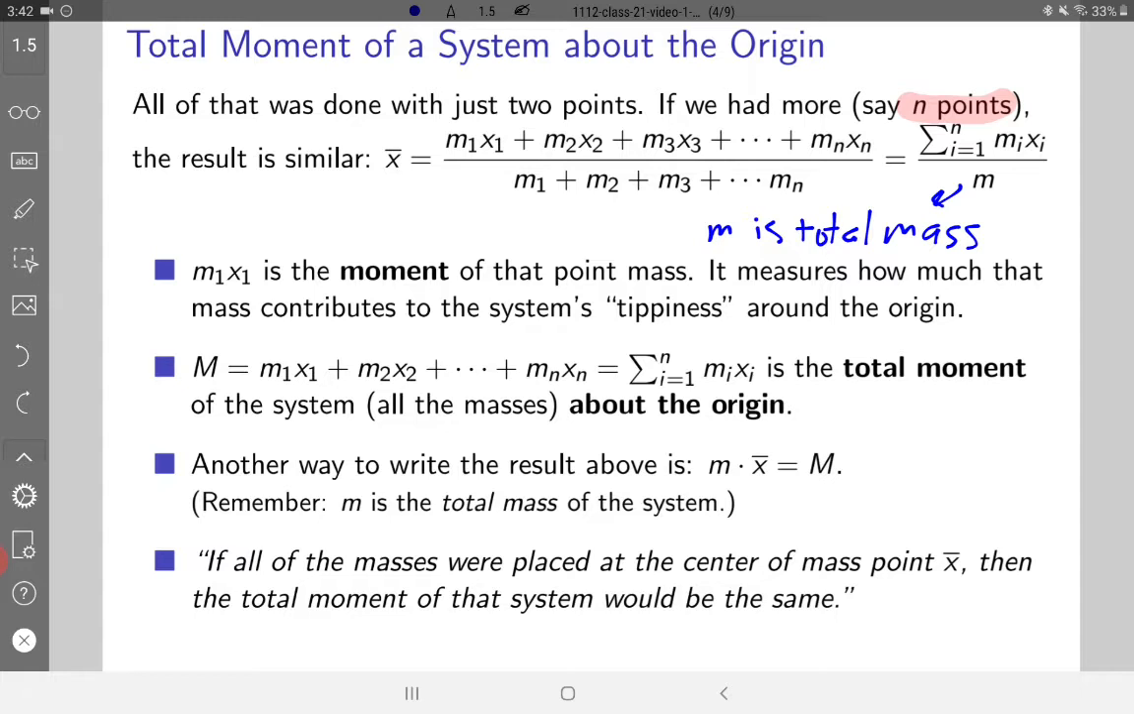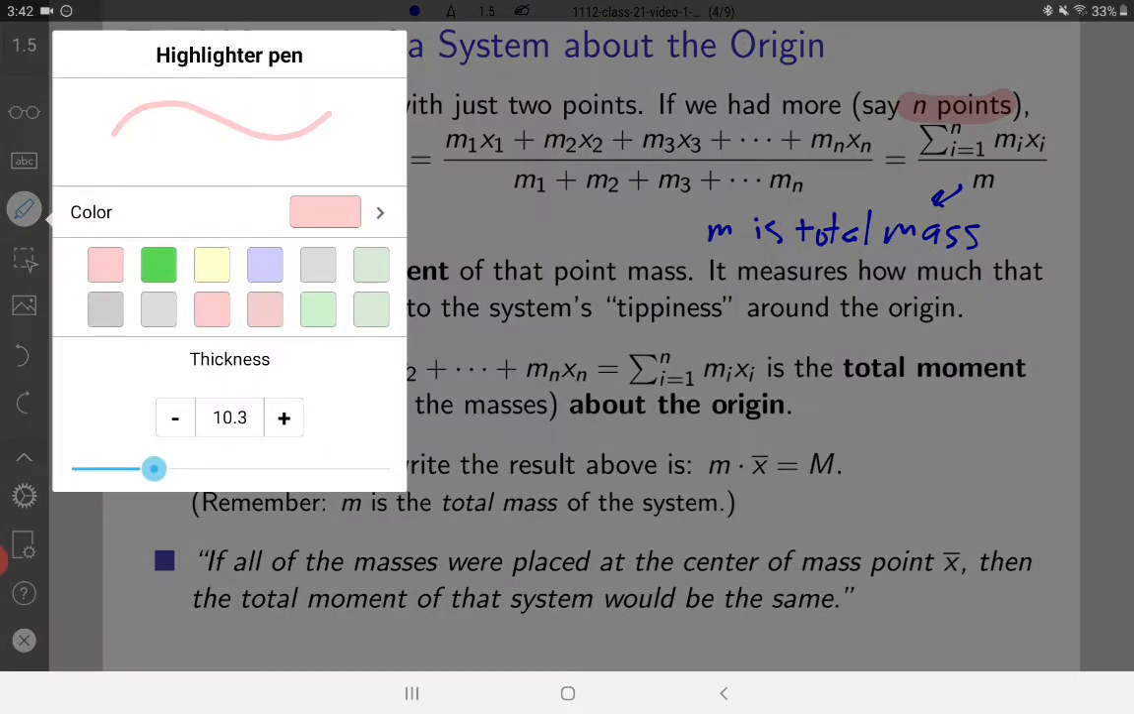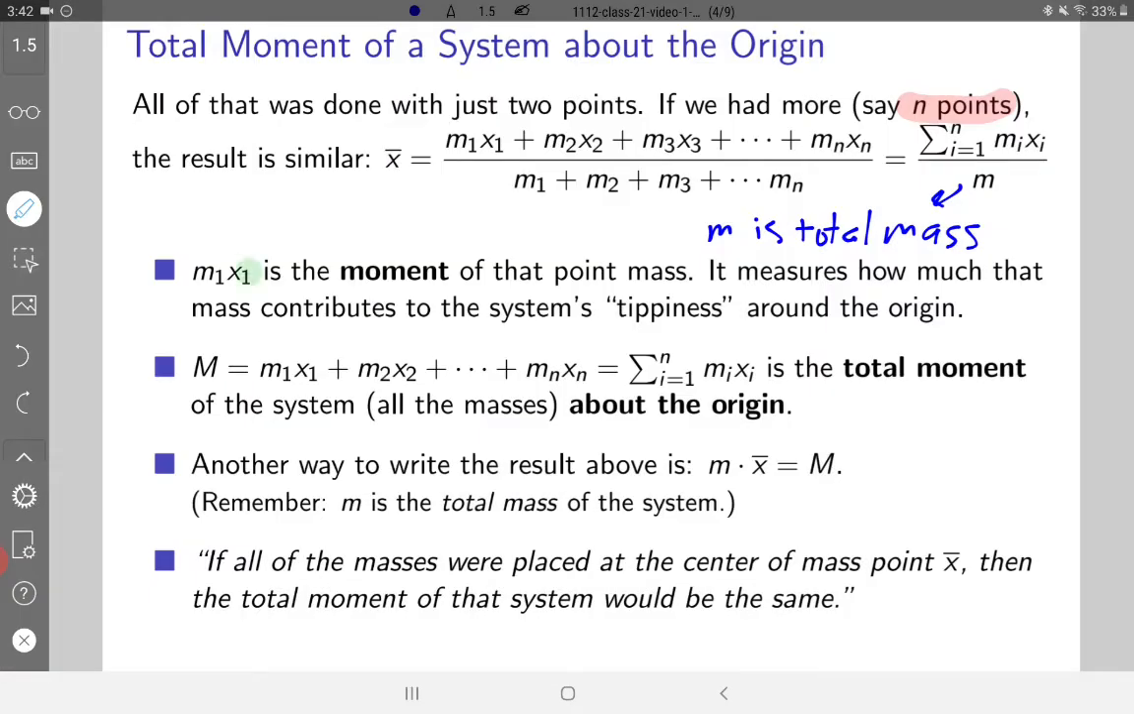So when I say moment, this is the quantity that I'm talking about. A product like mass times coordinate like that, that's the moment of that first point mass. It measures how much that mass tends to contribute to the system's tippiness around the origin.